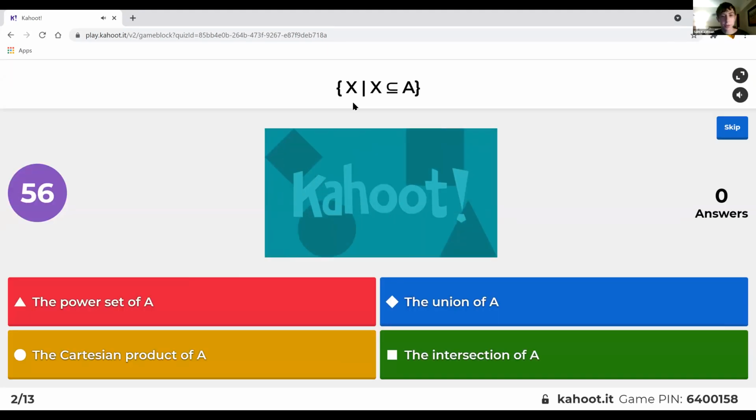Remember, using our set builder notation, this is going to be read as the set of all x such that x is a subset of A.